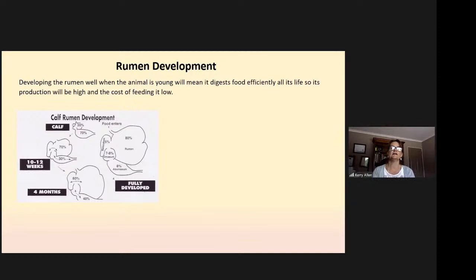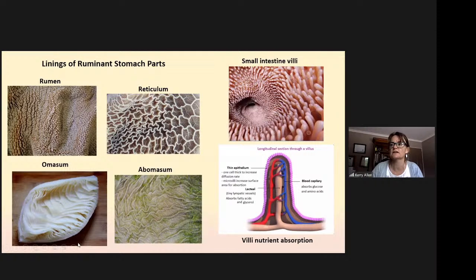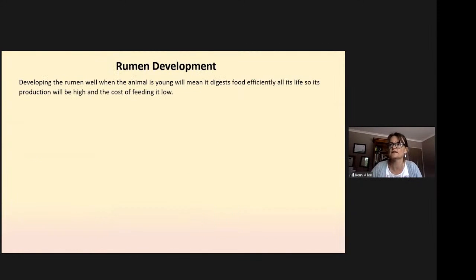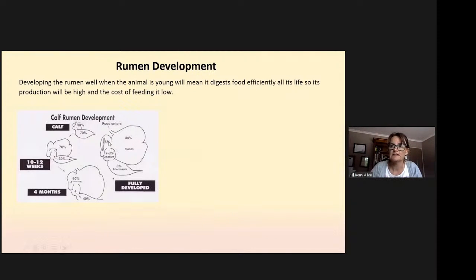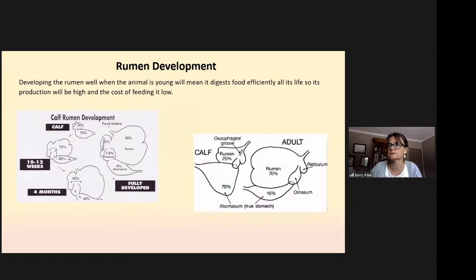So in a calf, it's only 30% developed, and it needs to get to 80%. So a calf needs to be able to process milk, and so that is mostly done in its 4th stomach. So if we just go back, it's done in the omasum and abomasum, particularly the abomasum, so it's absorbed straight in. But you need to be able to develop these other stomachs so that they can break down and get the nutrients out of grass. So after about 4 months is when it's fully developed.